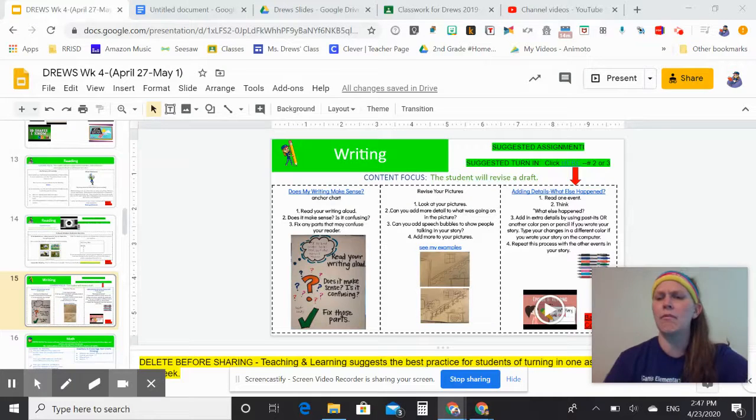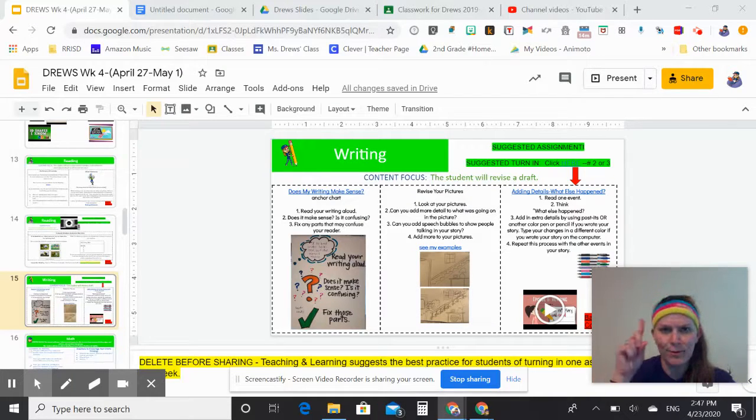Everybody. So yeah, I'm still wearing my cool headband from the reading lesson, because reading and writing really connect well, okay?